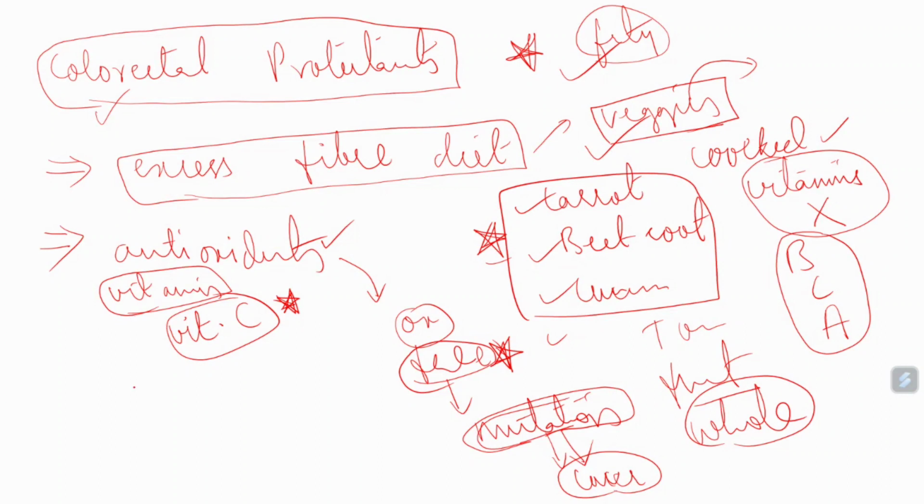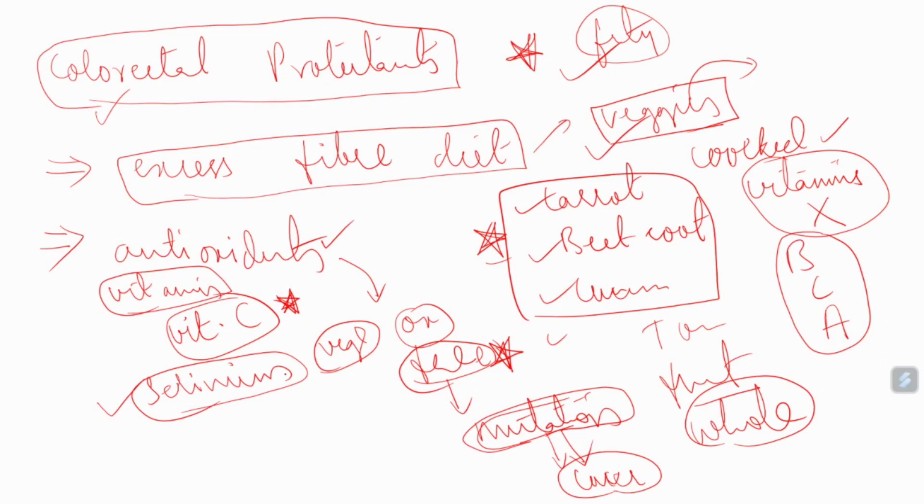And along with that, there is one component called selenium. It is a metal, actually an element. This selenium-containing vegetables, particularly, are also very, very important. Selenium is also one element which has natural antioxidant property.